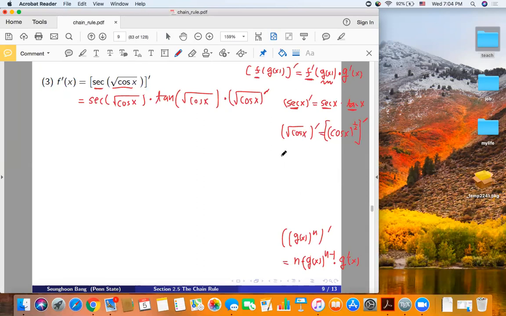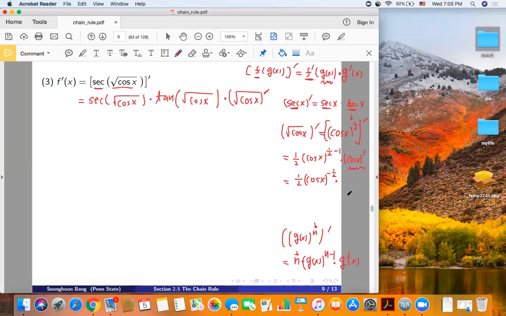So what's that? This 1 over 2 is the power n. Power n comes down, 1 over 2, the inner function cosine of x to the power 1 over 2 minus 1, times the inner function prime. The inner function is cosine of x, prime. This is 1 over 2 cosine of x to the power minus 1 over 2 times, what is cosine x prime?